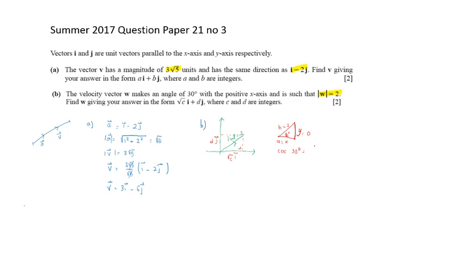Cos 30 degrees equals x over 2. So x equals 2 times a half square root of 3, or x equals square root of 3. Then for the y part, opposite over the hypotenuse, we use sine 30 degrees. So it is the opposite, the y part, over 2. So y equals 2 times a half, so it's 1. So that we have w, in the x component is square root of 3 i, and in the y component it is 1j unit. Okay, so that's the answer for number 3A and B.